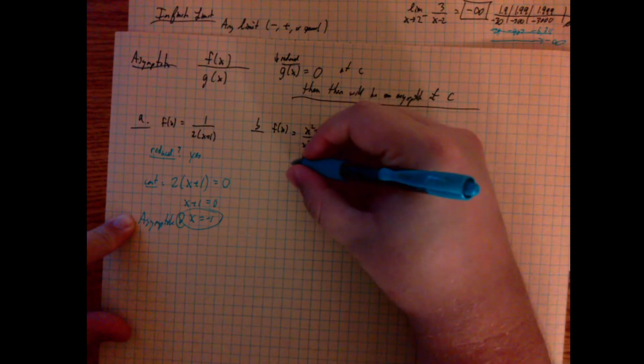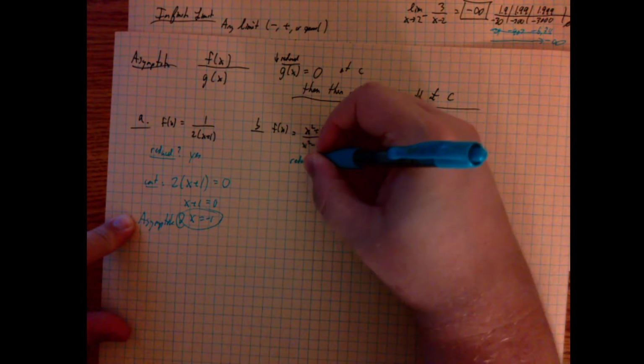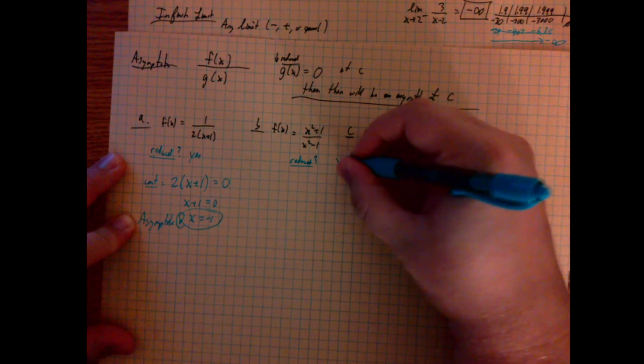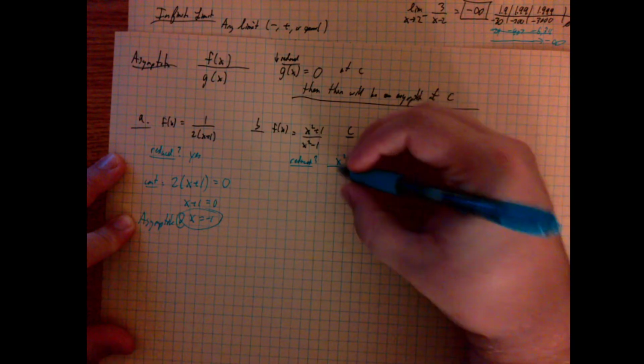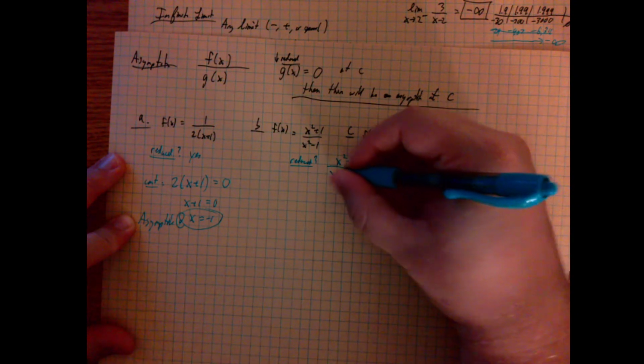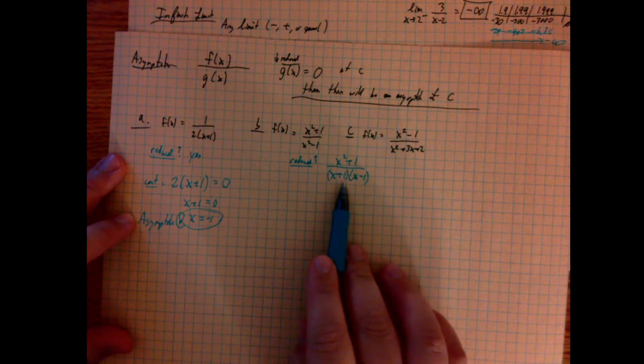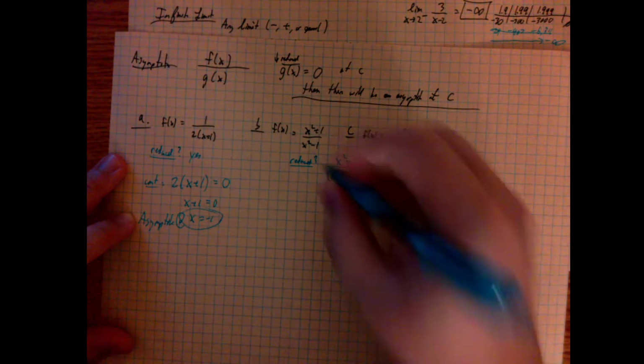B, same thing. First we check, is it reduced? Well, I can factor a lot of this. x squared plus 1 doesn't actually factor, but the bottom does: x plus 1 and x minus 1. And since this doesn't factor and make it any simpler, I'm going to say that yes, this is reduced.